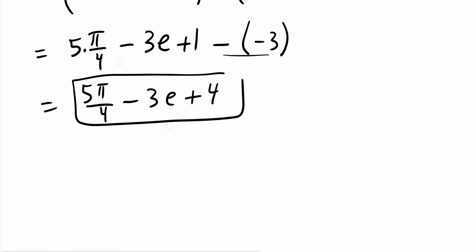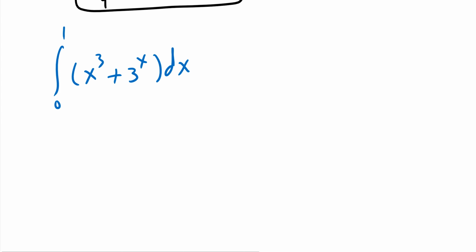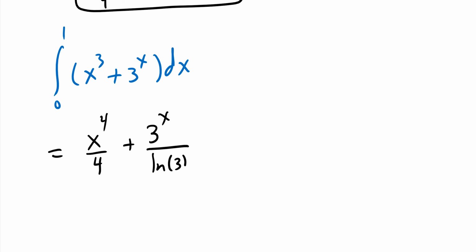More examples. It's very important. That's why I'm showing you a lot of examples. From 0 to 1, x to the third plus 3 to the x dx. What would this be? The integral of x cubed is x to the fourth over 4, plus the integral of 3 to the x, which is 3 to the x over natural log of 3, from 0 to 1.